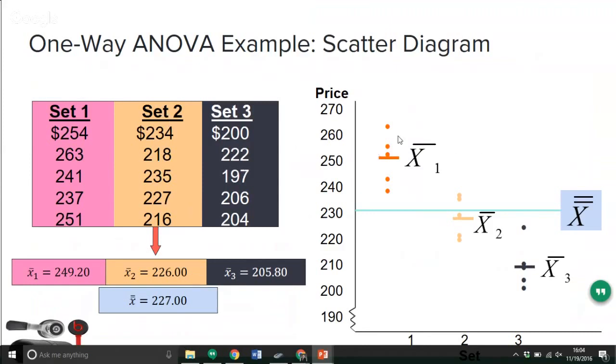Well, here's what would happen if we did a scatter diagram of everything, right? Here is X bar 1, 249.20. Here's X bar 2, 226. Here's X bar 3, 205.80. And here is the grand mean, a little bit higher than normal, but roughly 227. Okay.